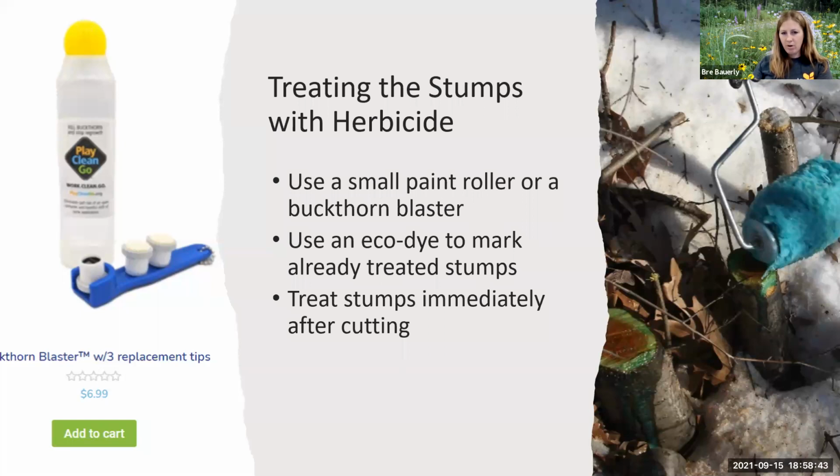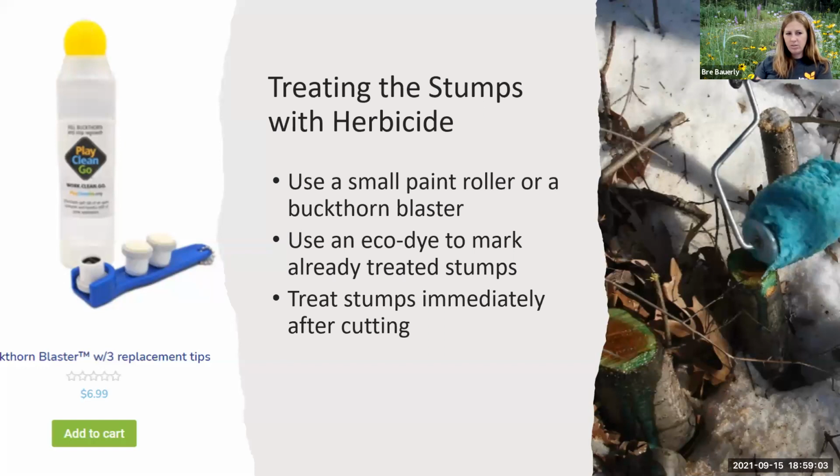Using an eco dye to mark the already treated stumps is really important. So usually it's blue. It's most often blue. But this can help make sure that you're not treating stumps that you've already treated. And it also tells you this stump has already been treated, so you don't need to worry about that one.